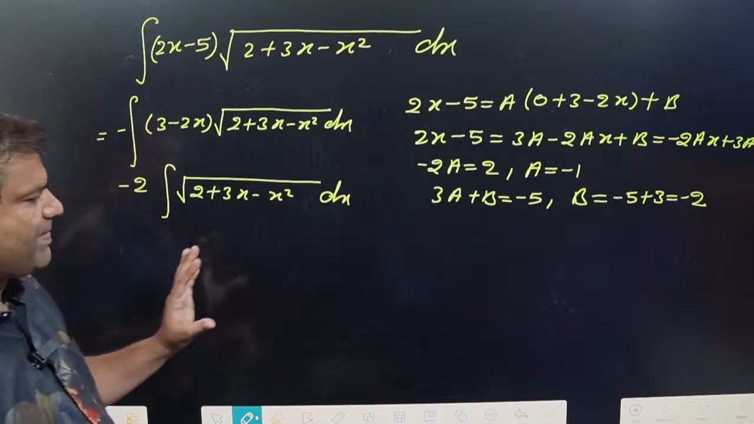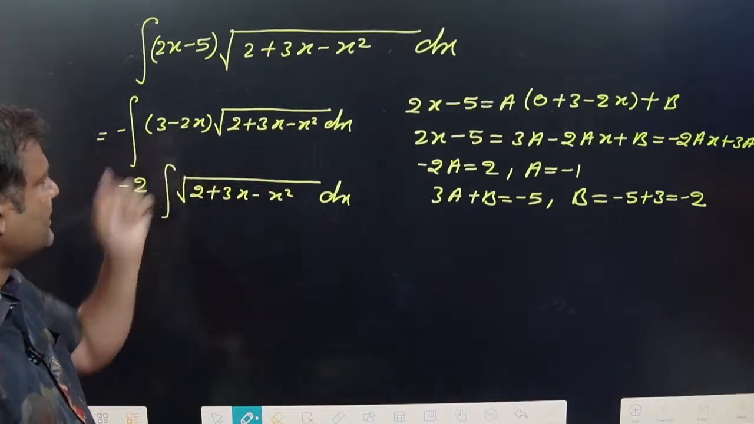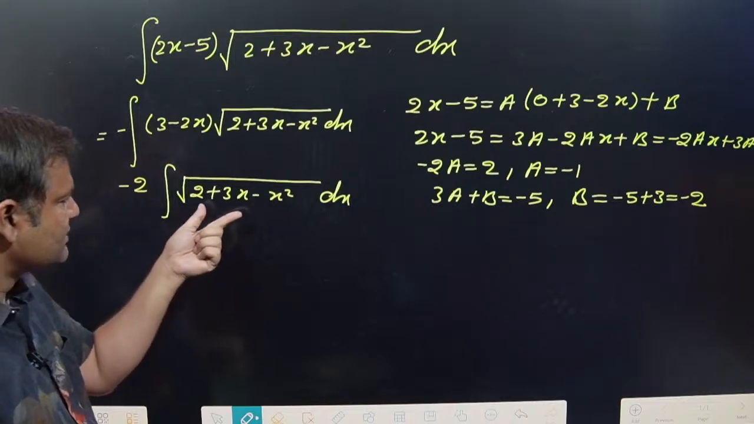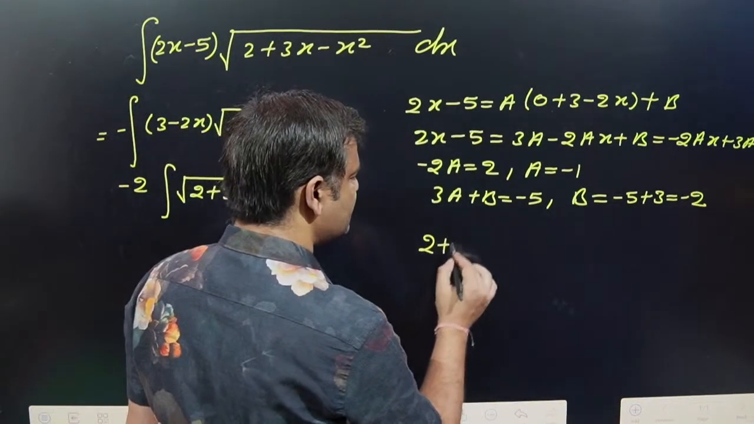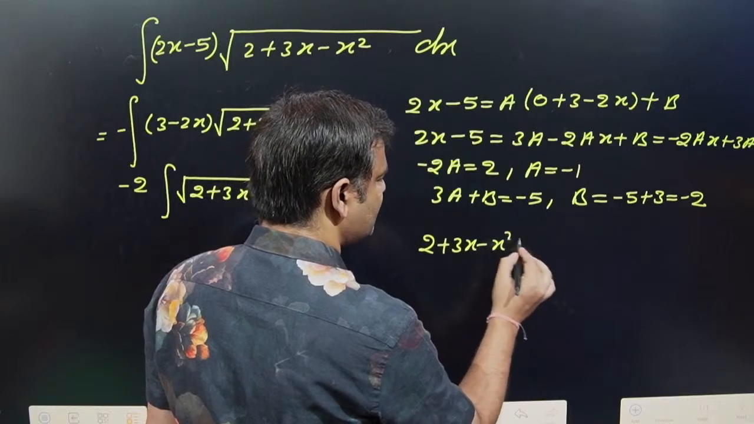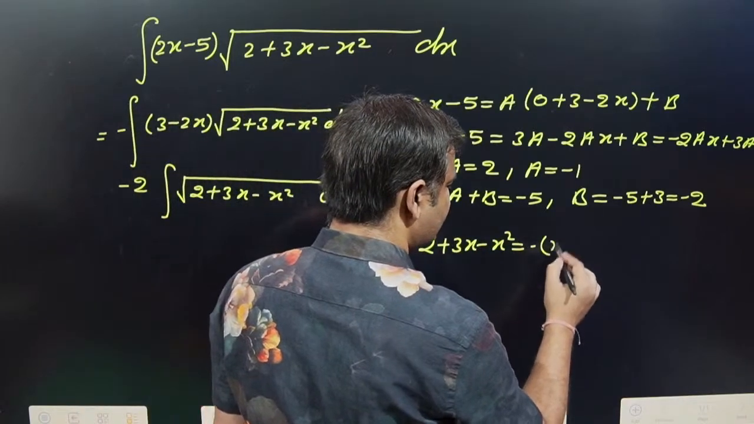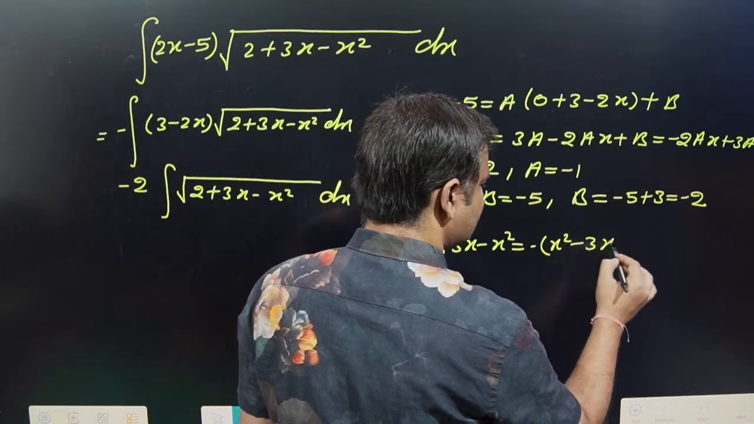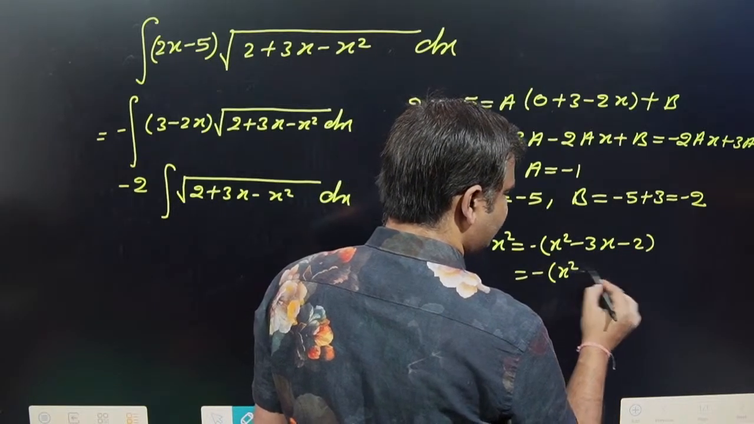Now how can we solve? This one is t, so this is dt. But how can we solve this type of problem? Simply look here, 2 plus 3x minus x square. How can we make a perfect square? First of all take minus common, then x square minus 3x minus 2.